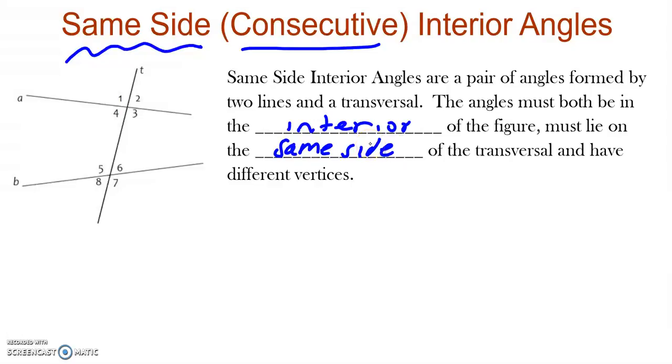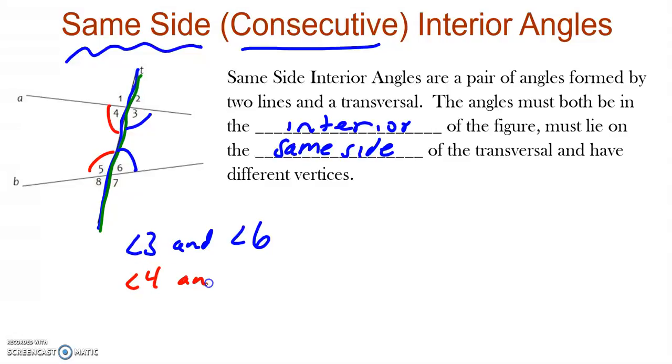So I would say in this particular picture, again, if I highlight transversal T, that should have been in green, then some same side interior angles would be 3 and 6 because they're both inside and both on the same side. So angle 3 and angle 6 would be a pair. And I would also say that angle 4 and angle 5 would be a pair. 1, 2, 8, and 7 are all on the outside, so that would not apply to interior.